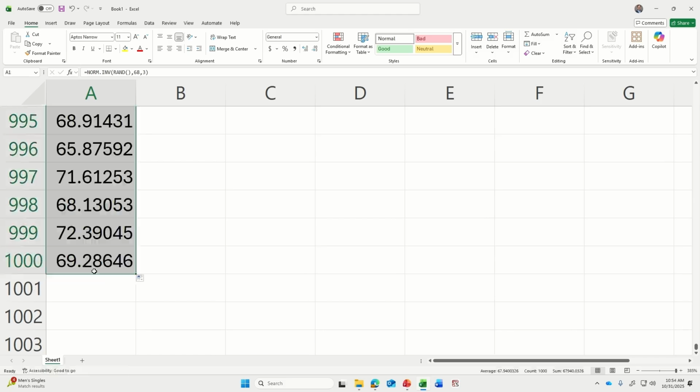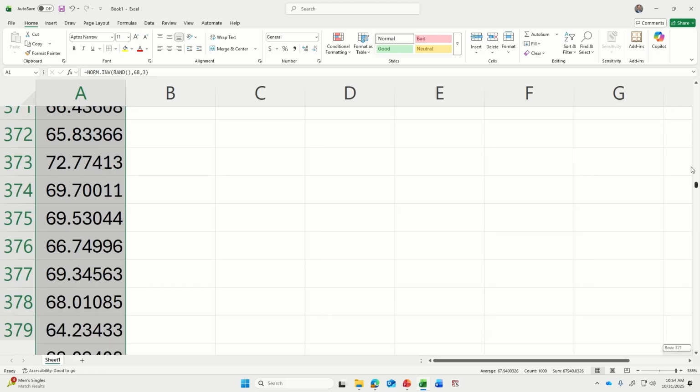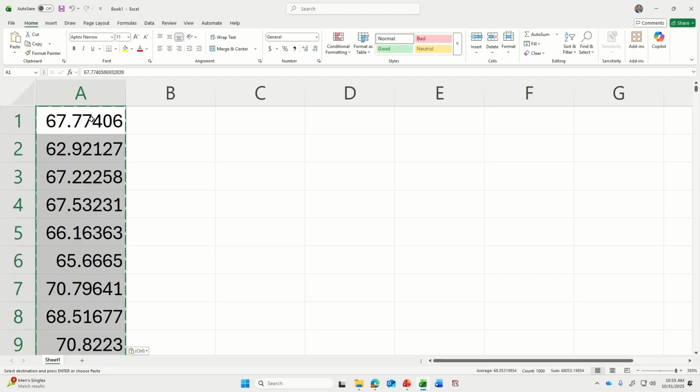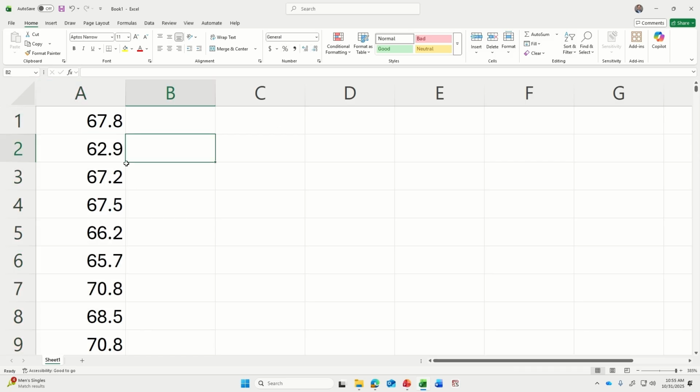So you can see the row number. I just made 1,000 students and their simulated heights. I'm going to copy and paste this as values so that the formula goes away. I just don't want this to recalculate every time. I want to have a set number of 1,000 students here in column A.